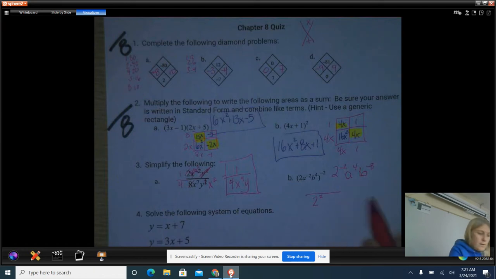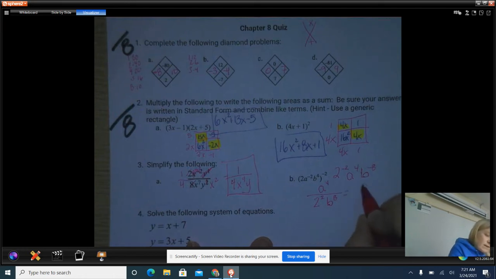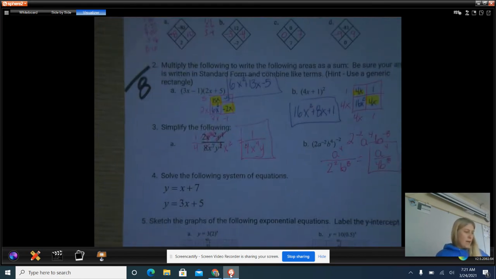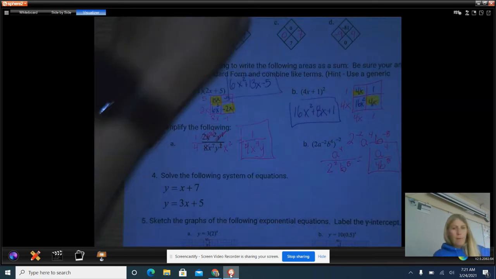Our a to the 4th is where it wants to be, so that's going to stay in the numerator. B to the -8th is going to become B to the 8th, and that's going to become positive in the denominator. So all we have left is to simplify 2 squared. So our final answer is a to the 4th over 4b to the 8th. Once again, 1 point for your final answer and 1 point for your work. This was laws of exponents. Okay, so 1, 2, 3, 4. So 4 possible points on problem number 3.